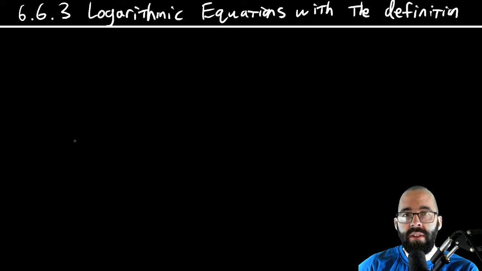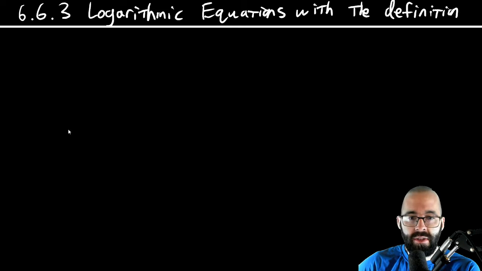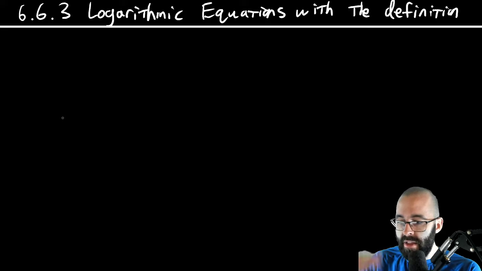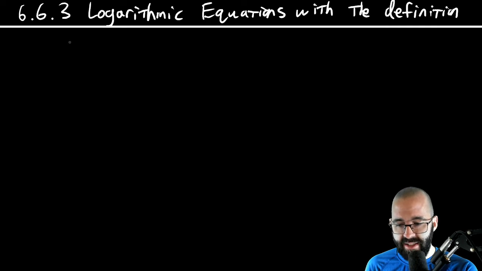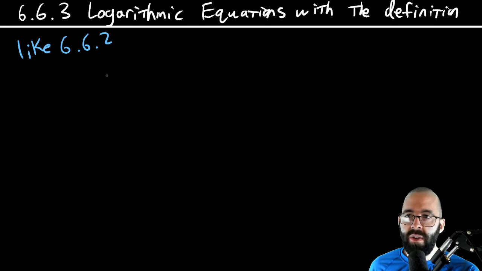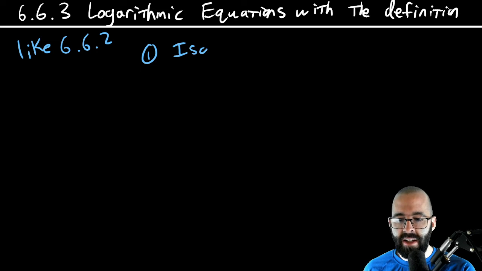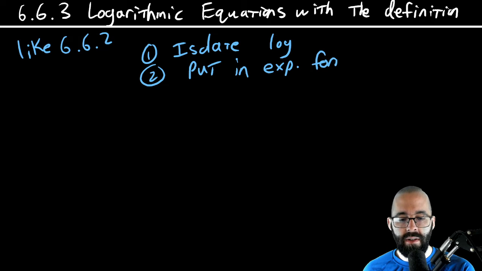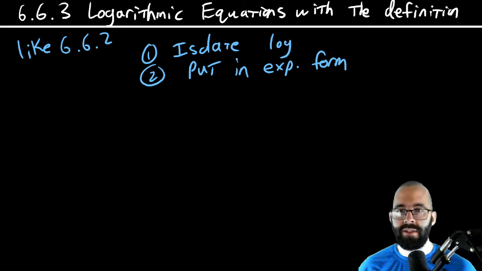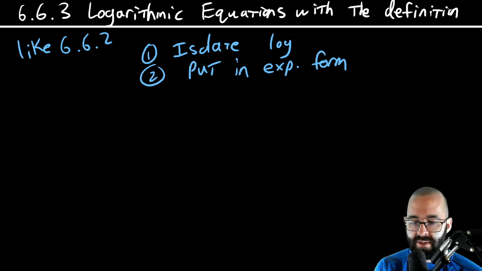And we're going to solve these first ones, again, two methods, definition first, and then the one-to-one property afterwards. So the definition is just like 6.6.2. The next video is just going to be like 6.6.1. All right, isolate the log. And then use the inverse, put it in an exponential form. I don't think this video is going to be too hard as long as you remember these steps.